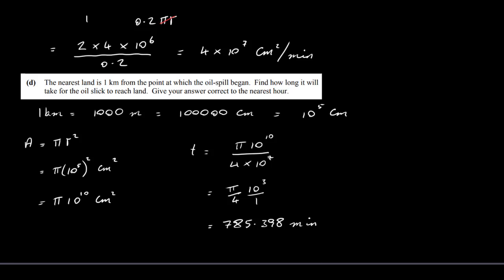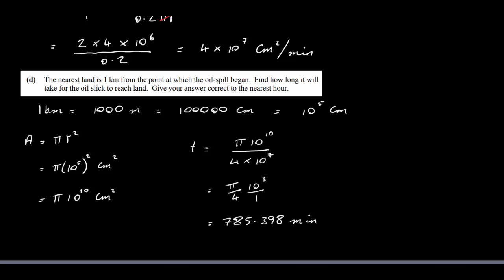So give your answer correct to the nearest hour. All you've got to do here is divide that by 60. You take 785.398 minutes, divide that by 60, and you get 13.09, which to the nearest hour is going to be 13 hours. And that's it for this particular question.